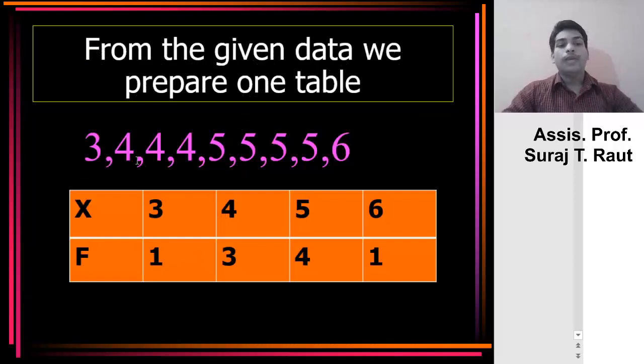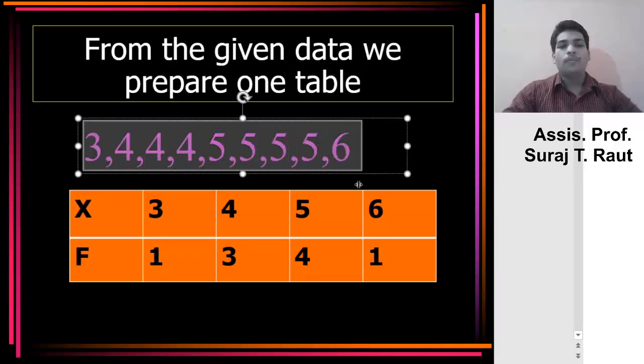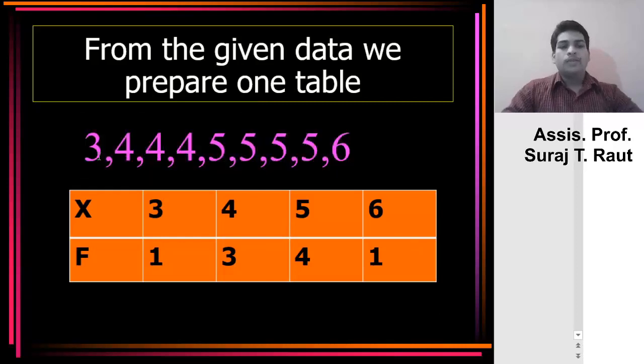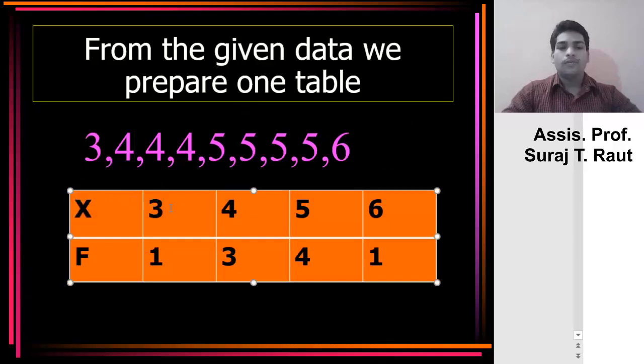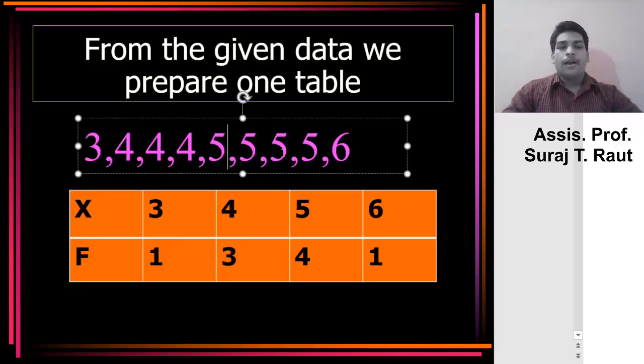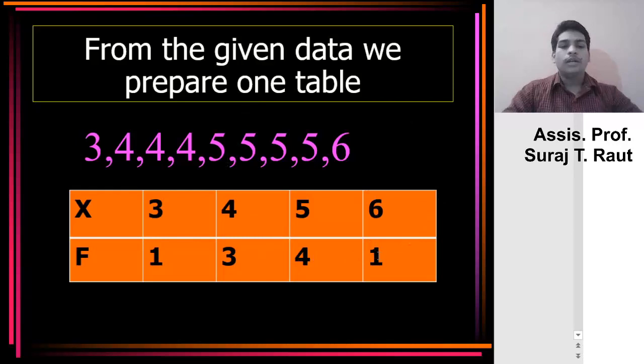Then we can write the above data in the form of discrete data. Here suppose, which values are given? 3, 4, 5 and 6. We consider variable x for these values 3, 4, 5 and 6. And suppose frequency means how many times these values occur. So here 3 appears only once, so I have written f for 3 is 1. Then 4 appears 3 times, therefore the value of frequency f is 3. And 5 appears 4 times, therefore the value of f is 4. 6 appears only once, therefore the value of f is 1. This is our discrete distribution.